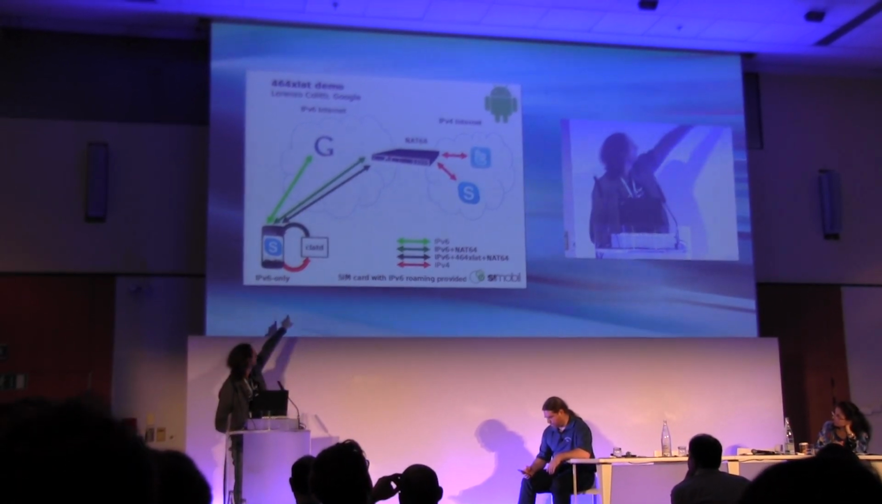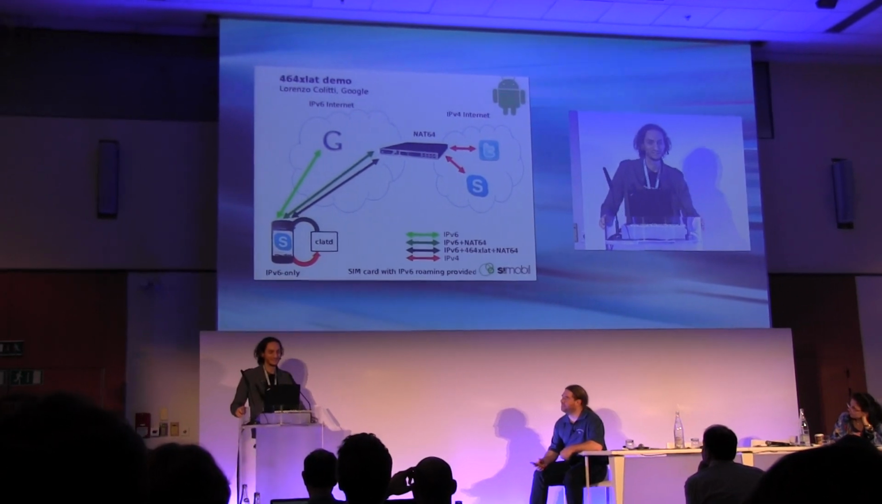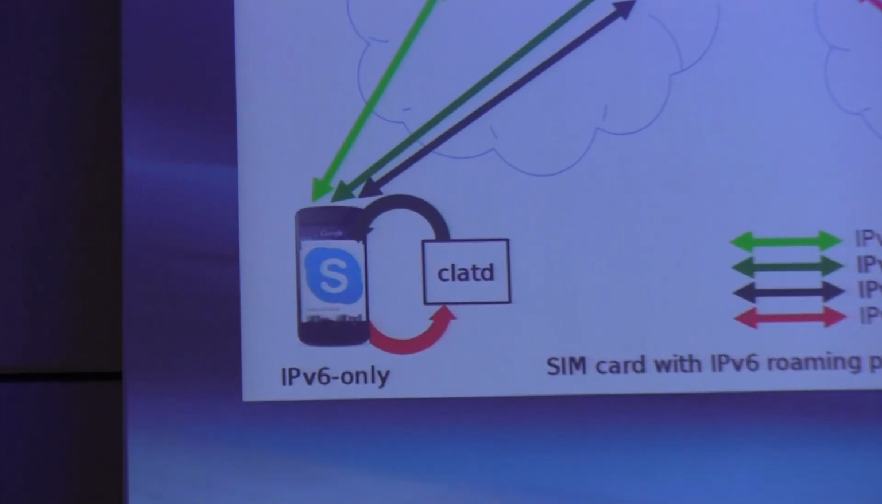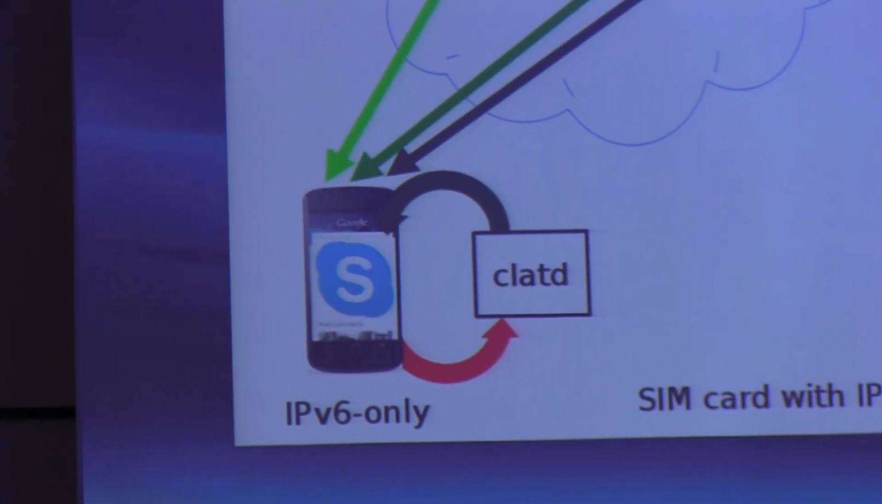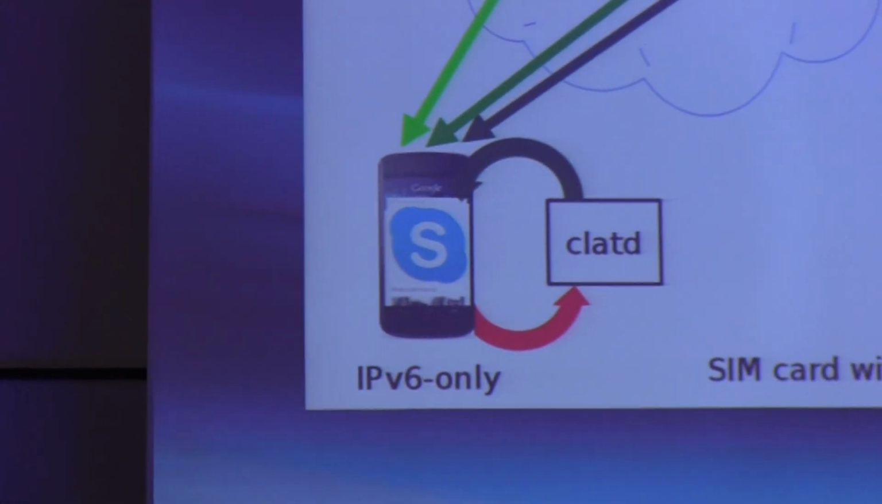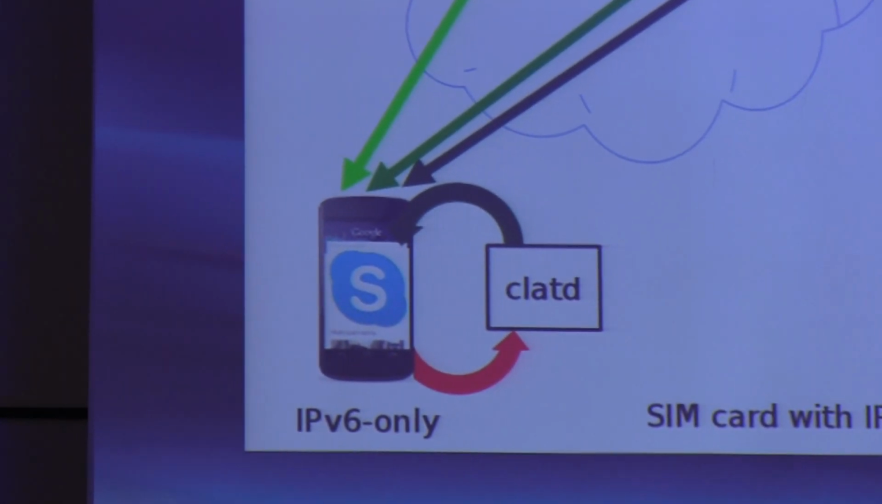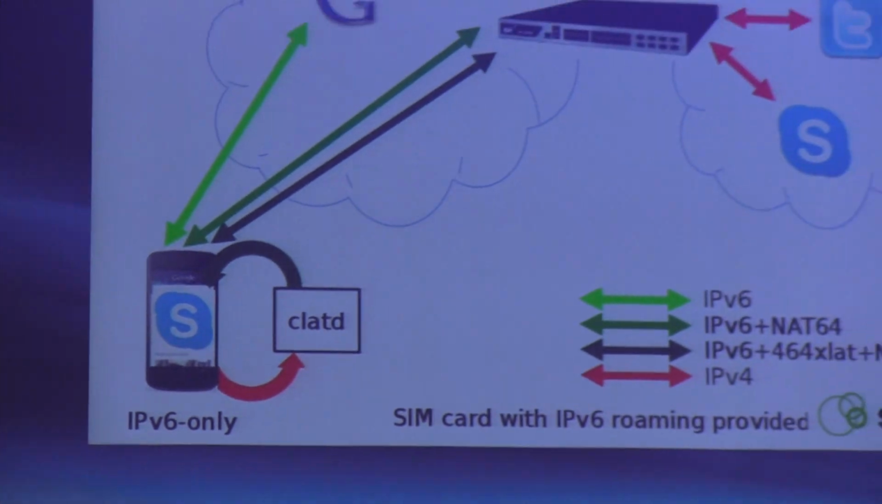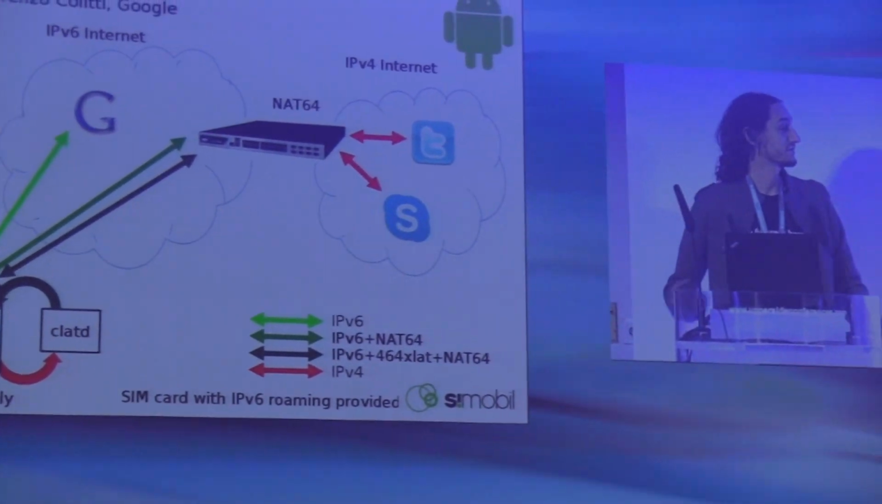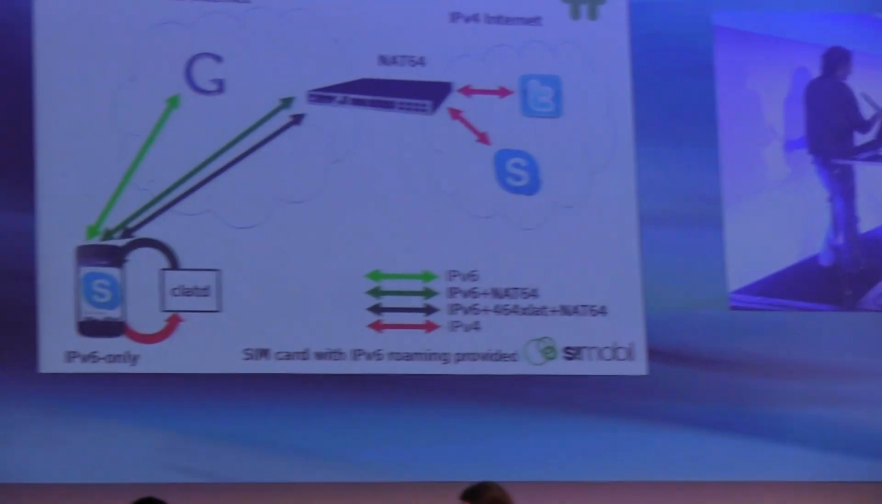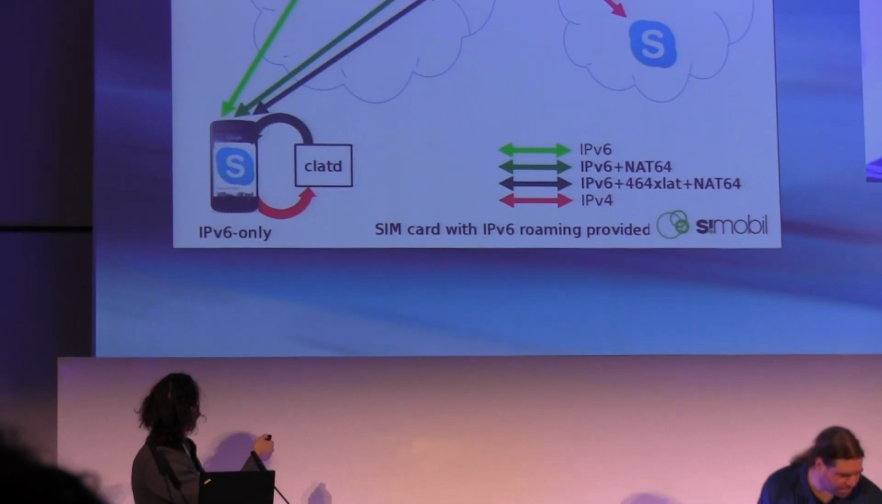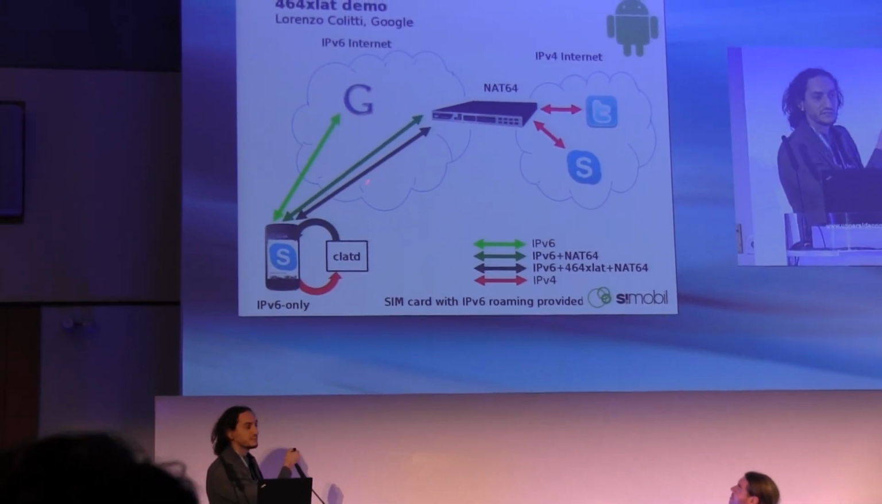So this is kind of how we tried to draw it. I don't know if it's very clear. So the green is basically just native IPv6, right? If you're going to Google, or if you're going to Facebook, or to any v6 website, you'll just use IPv6, right? Is there a laser pointer? No. Yeah. Oh, there is. Oh, there we go. Okay. So the green is native IPv6, direct.